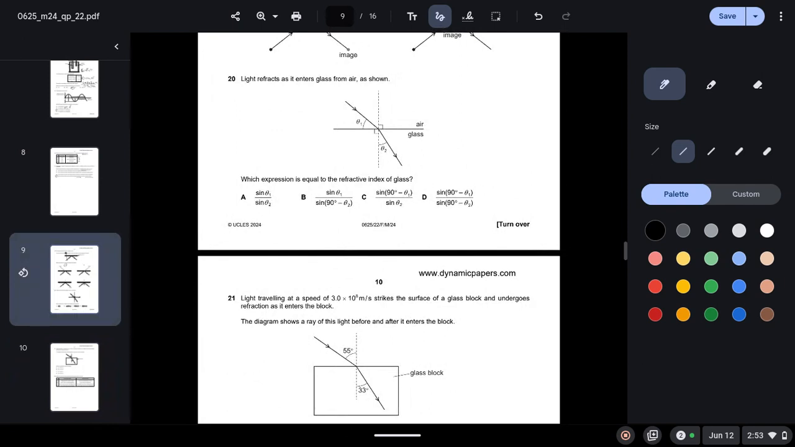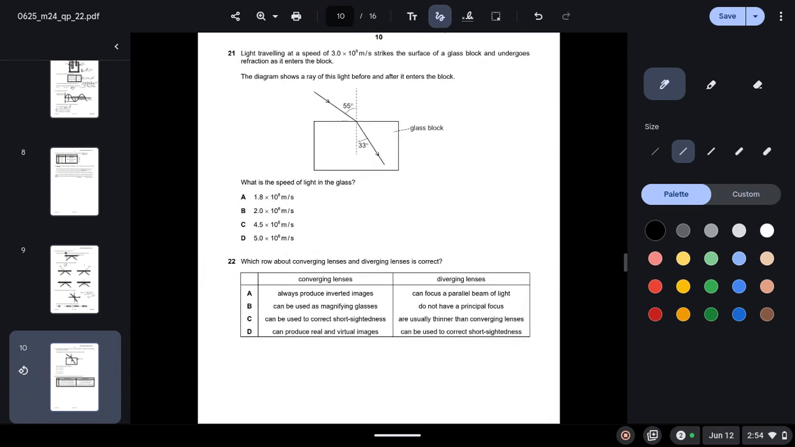Light refracts as it enters glass from air as shown. Which expression is equal to the refractive index of glass? So we know the formula for refractive index is sine of incidence over sine of the refracted. So you should know that this angle is the incidence angle and this is the refracted. So we will get I by subtracting theta 1. So 90 minus theta 1 would be I and theta 2 would be R. So C is your answer.